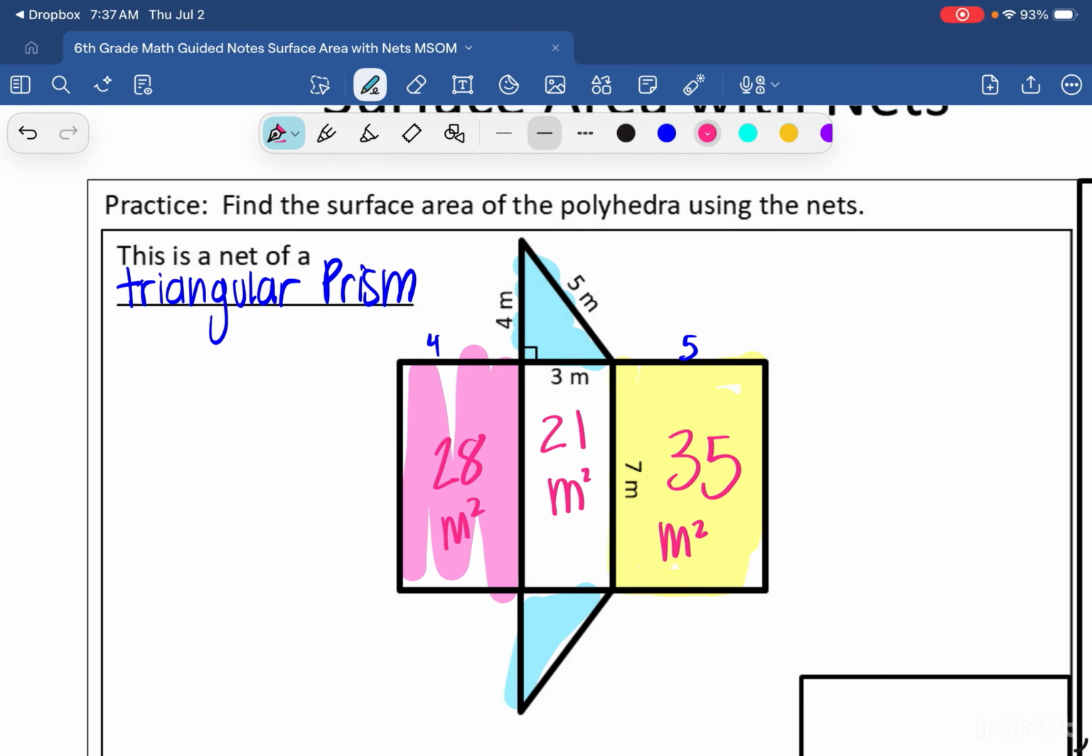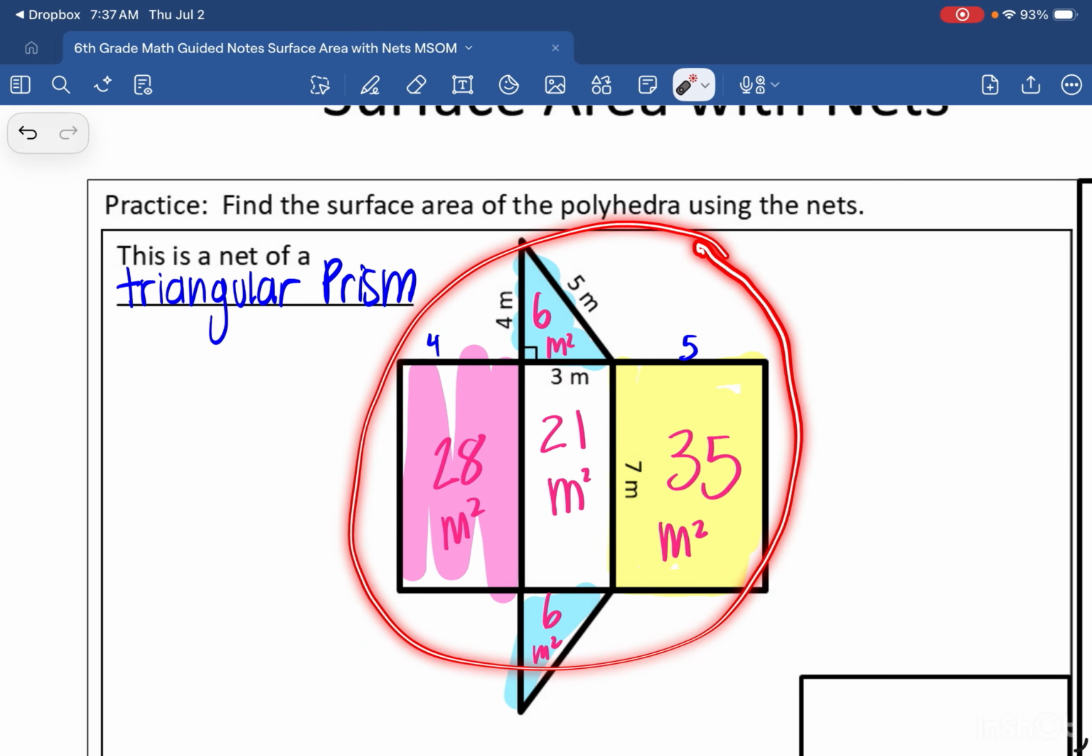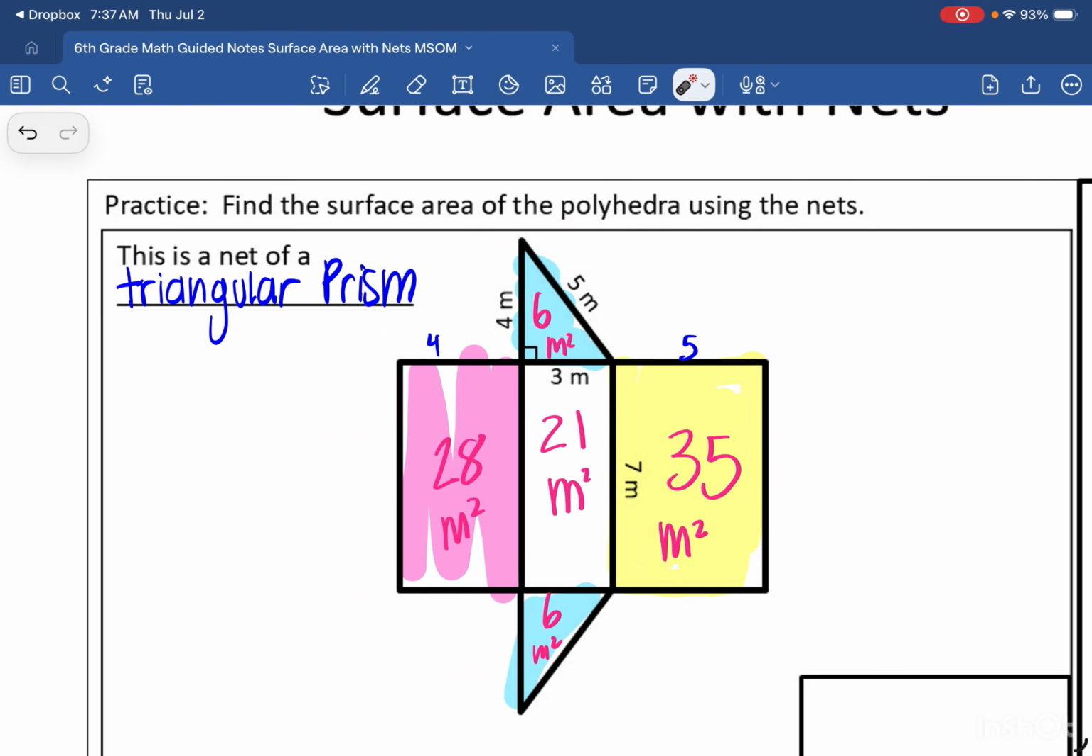I know my triangles will be the same because those are my parallel bases, and those will be 3 times 4 because this 5 is not perpendicular. These 3 and the 4 are perpendicular. So 3 times 4 is 12, divided by 2 is 6. They are both 6 meters squared. Now I need to add 6 plus 28 plus 21 plus 35 plus 6, and that gives me 96 meters squared.